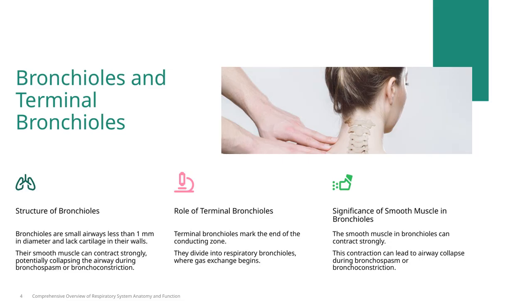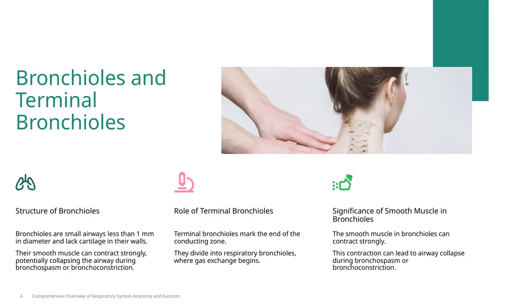Now, let's take a closer look at the role of the terminal bronchioles. These tiny airways mark the end of the conducting zone, which is responsible for moving air into the lungs. Beyond this point, the bronchioles divide into respiratory bronchioles, where the crucial process of gas exchange actually begins. When we talk about the structure of bronchioles, it's important to note that they are very small, less than 1 millimeter in diameter, and their walls lack cartilage, unlike larger airways. Instead, their walls are made up of smooth muscle, which plays a vital role in controlling airflow.